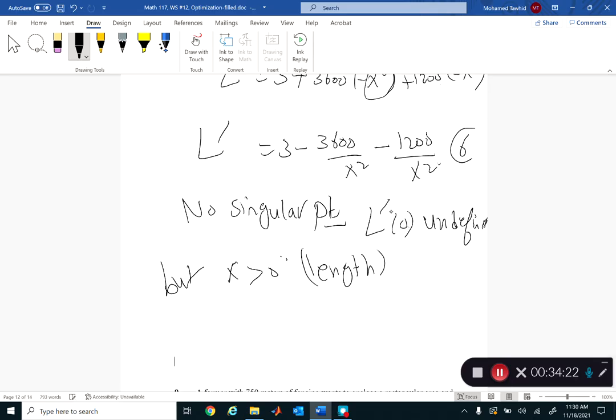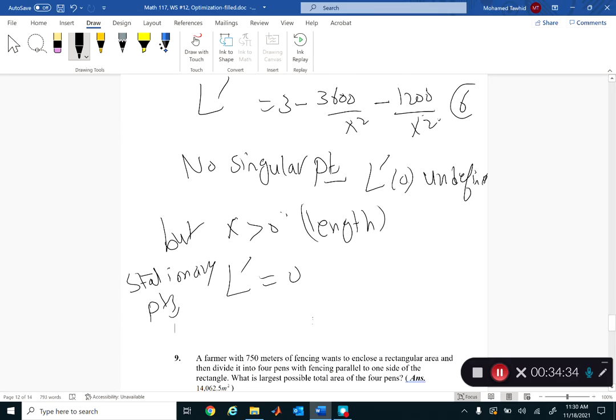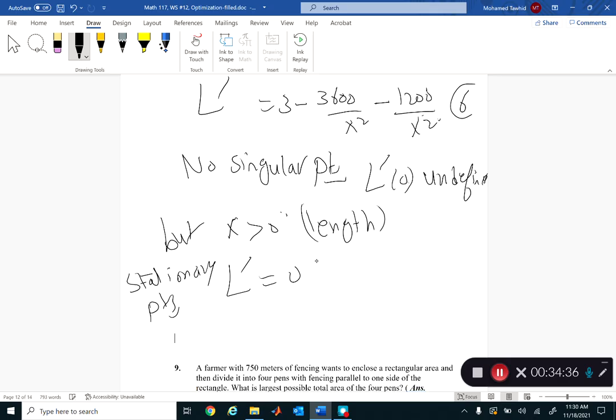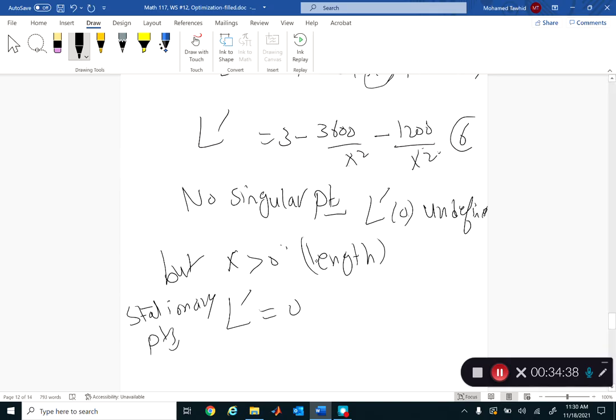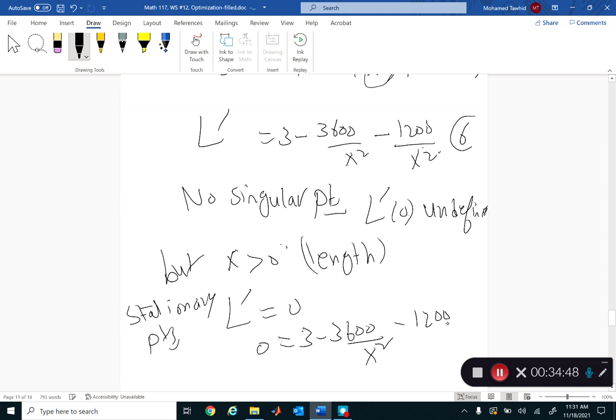So now how to solve this one? That is the equation. Take the derivative. I need to get the stationary point, so I have to equate that to 0, right? So what is the derivative here, guys? If I take the derivative, just try to see, you have 3 minus 3600 over x squared minus 1200 over x squared, right?